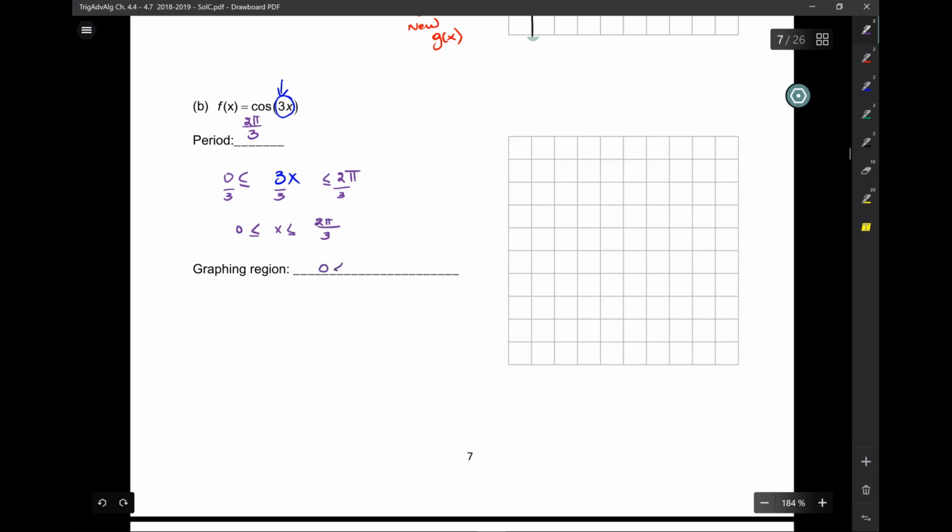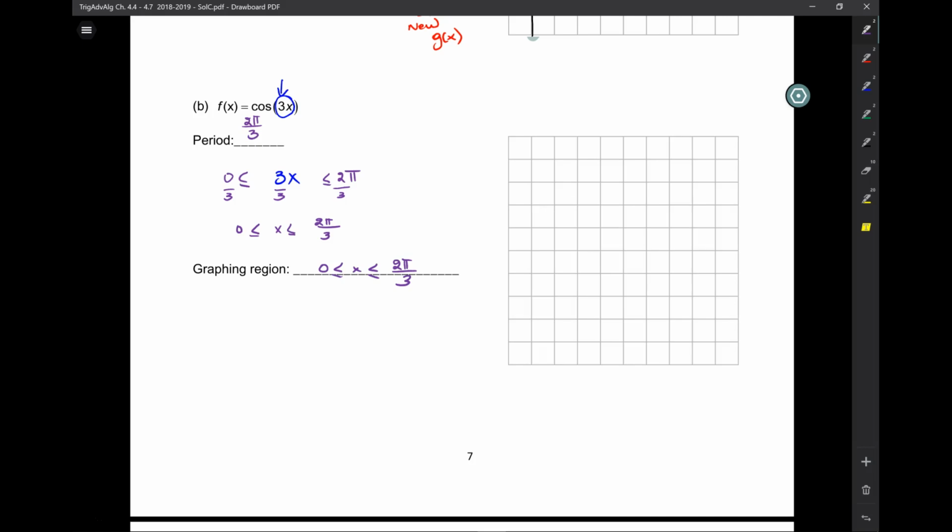So my graphing region is 0 and this. Yes. So it's basically saying 0 and then what you found for the period. Okay, so look. This starts at 0 and ends at 2 pi over 3. What is the distance? 2 pi over 3. That's how you need to check yourself. This distance from beginning to end has to be the same as this.